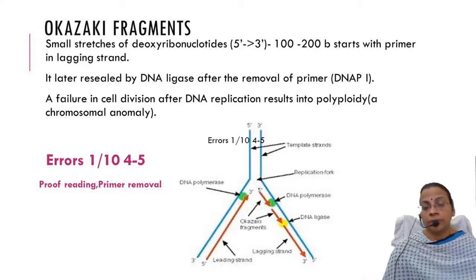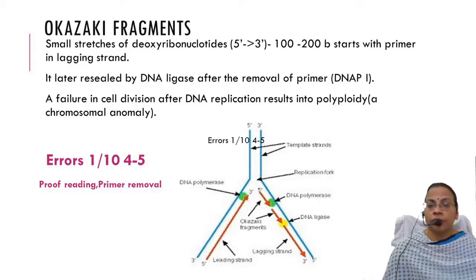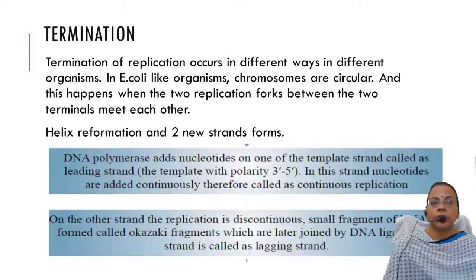Then the error rate: compared to RNA formation, the DNA error rate is very, very low, about 1 in every 10 to the power of 4 to 5 base pairs. One error can take place, because the DNA polymerase will try to remove the error. With the help of the proofreading and repair mechanism, it can remove the error. That is why the stability of DNA is more compared to RNA. Now we'll move on to the next one, termination.